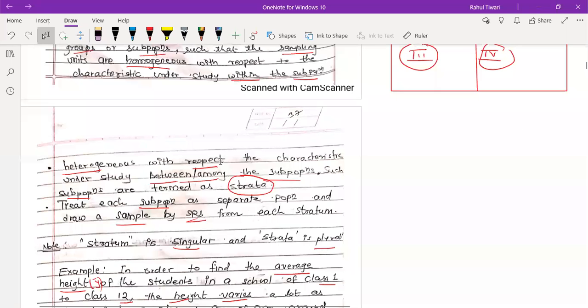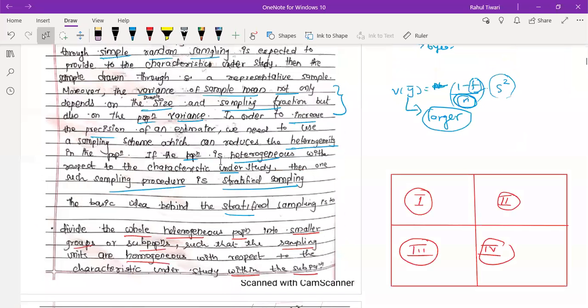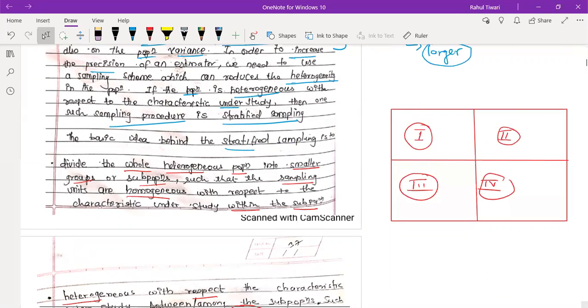Is it, I have shared the screen? Can you see? Okay, now it is visible. Are you able to see the screen now? Okay, okay.